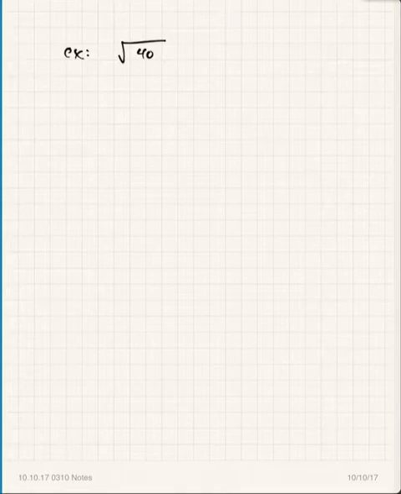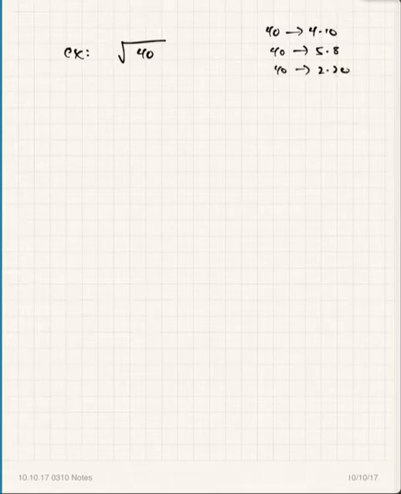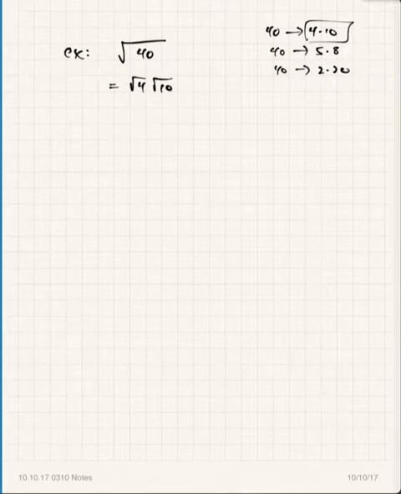That's why the square root of 40, for example, 40 breaks up several different ways. You could break up 40 as 4 and 10. You could also break up 40 as 5 and 8, and 40 also breaks up as 2 and 20. But which one do you want to use? Well, you want to use 4 and 10 because 4 is a perfect square, and that's the only perfect square in any of those factorizations. So that's the one you want to use. So write that as the square root of 4 times the square root of 10, and then the square root of 4 is 2, and so you have 2 times the square root of 10, like that.